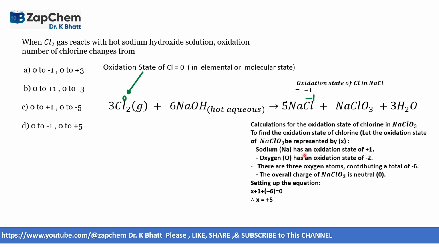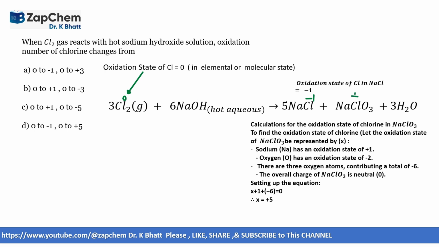You can see that sodium has an oxidation state of +1 because it is ionic. Oxygen, of course, has an oxidation state of -2, and 3 oxygen atoms are there. Therefore, -2 into 3 becomes -6. And then we have to set up an equation for calculating the oxidation state of chlorine in sodium chlorate, and thus we find that the oxidation state of chlorine in sodium chlorate is +5.